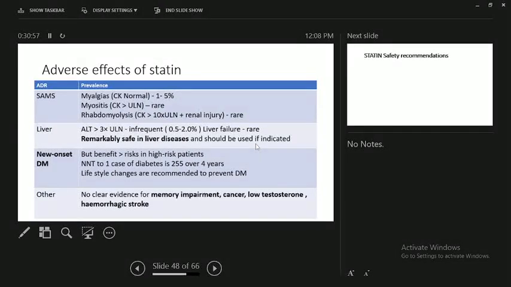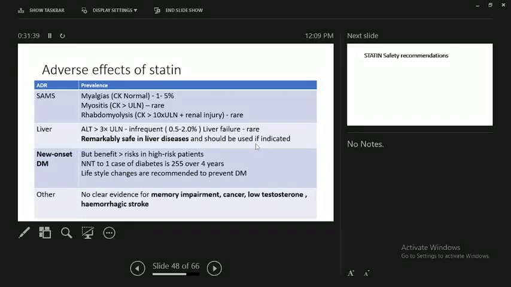And for the liver side effects, a rise of the ALT more than 3 times the upper limit of normal is again infrequent. Liver failure is very rare. Usually the statin won't cause liver failure. Initially there can be a little transaminitis, but it comes back to normal levels. So you don't have to panic when there is a little rise of the liver enzymes. It is very safe regarding the liver. We know that even for non-alcoholic fatty liver disease, we give it as a treatment. So you don't have to worry even if the liver enzymes are high, unless it's more than 3 times the upper limit of normal.